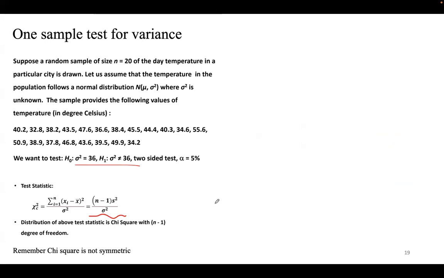And S square is what you're going to calculate here. So n is equal to 20. S square is the variance of this vector in R. I think I have the value calculated with me. Yes, I do. So that's equal to 36.85. And sigma square anyway, that's 36, that's given here.